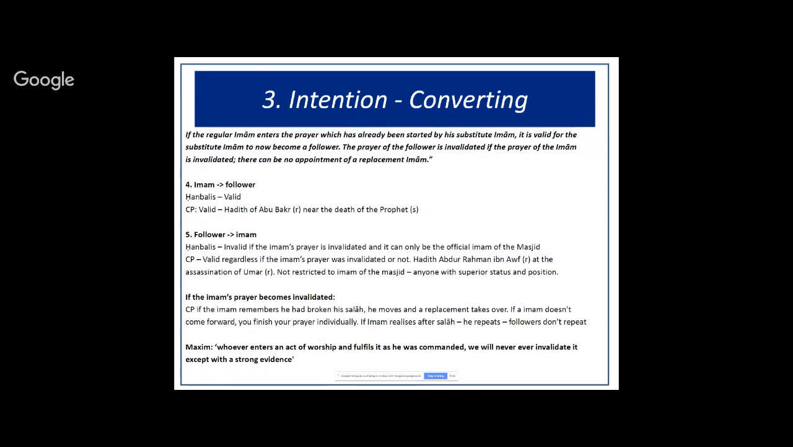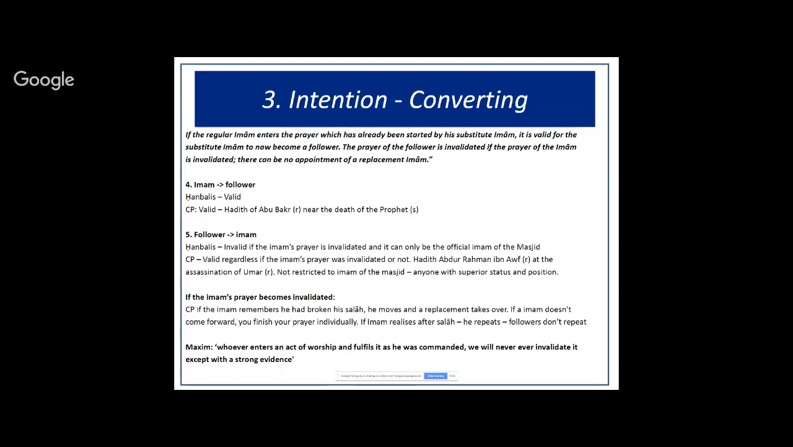Then we have scenarios number 4 and 5. If the regular Imam enters the prayer, which has already been started by his substitute, it's valid for the substitute Imam to now become the follower. If the prayer of the follower is invalidated, and if the prayer of the Imam is invalidated, there can be no appointment of a replacement Imam. That basically is summarizing 2 additional scenarios.